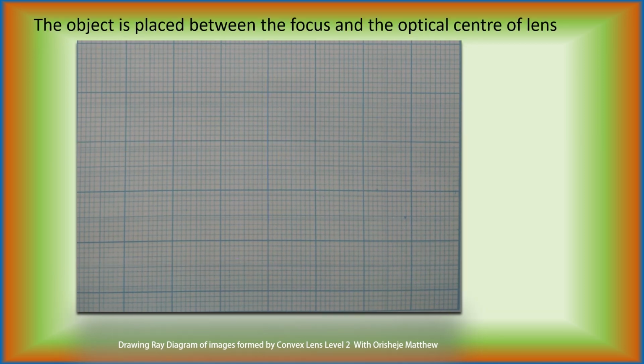Then let's look at the next position. The object is placed between the focus and the optical center of the lens. In this case, the distance of the object from the lens is shorter than the focal length of the lens. So the focal length of this lens is 10 cm, and now the object is placed 5 cm away from the lens. So let's see how the image of this object will look like.